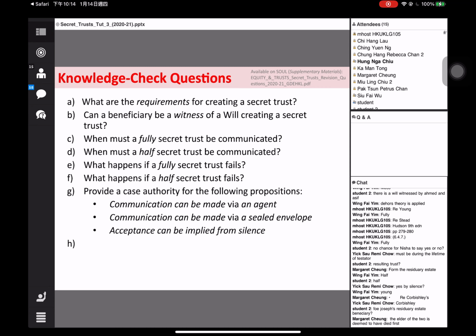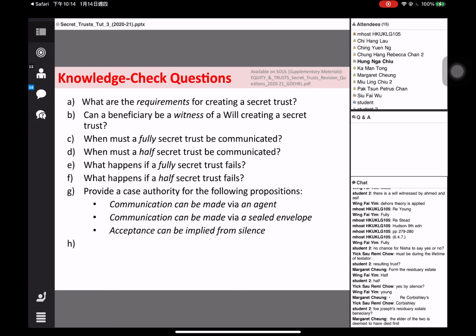Okay, an authority for the following propositions. The first one, communication can be made via an agent. I don't think that would come up, but just in case the examiner is being a bit cheeky and puts something in about someone on behalf of the testator communicating, that is possible, and the authority for that is Moss and Cooper. Communication can be made by a sealed envelope. Yes, we know that. Read Keene. And acceptance can be implied from silence. Also, again, that's Moss and Cooper.